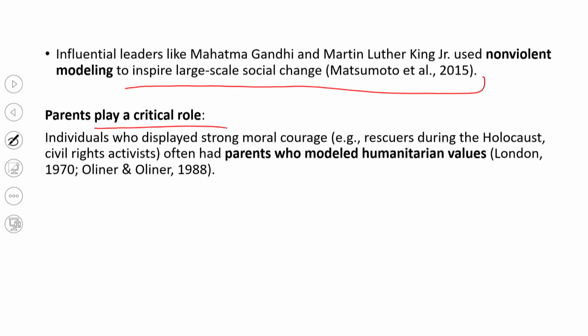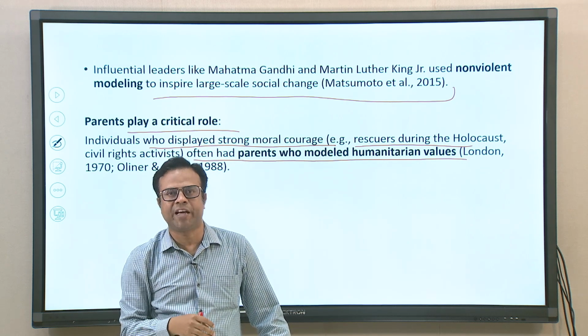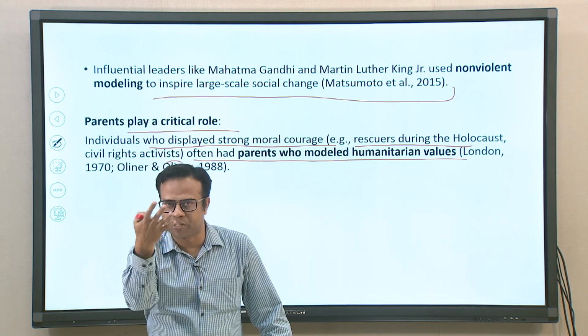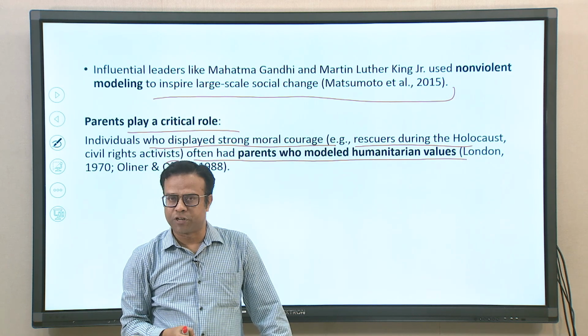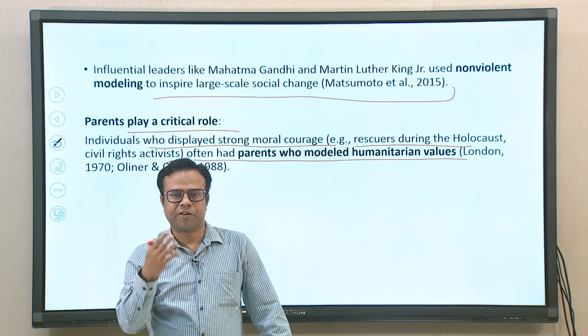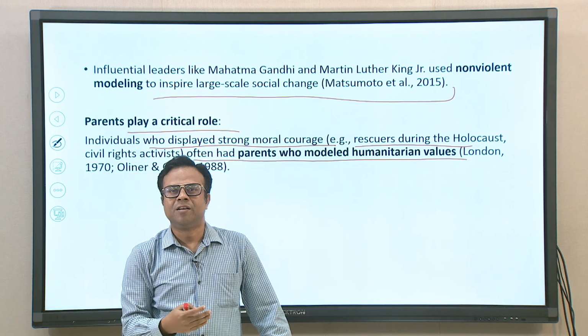So, parents can play a very critical role in this context. Individuals who display strong moral courage, like rescuers during Holocaust, civil rights activists, often have parents who modeled humanitarian values. So, generally a child learns a lot of these values by looking at how the parents behave. These parents are their first model. So, parental behavior plays a very important role. A lot of people, what they found actually, showed a lot of moral courage and good behavior.